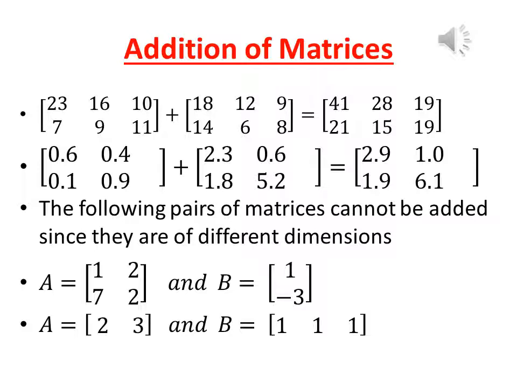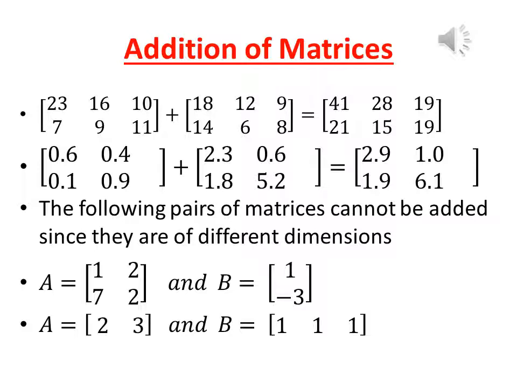The other example is the same, but here we have decimal numbers, no problem. We have the first matrix and the second matrix. The first matrix starts with 0.6, the second matrix has 2.3, so 0.6 plus 2.3 is equal to 2.9. The corresponding 0.4 plus 0.6 is 1. Second row, 1 plus 1.8 is 1.9. 0.9 plus 5.2 is 6.1.